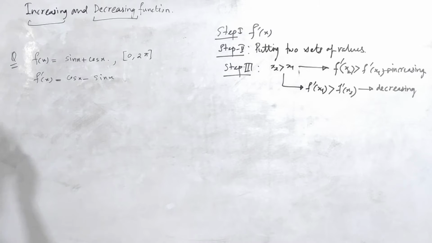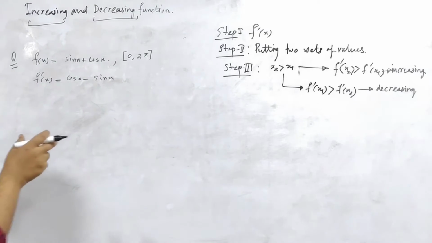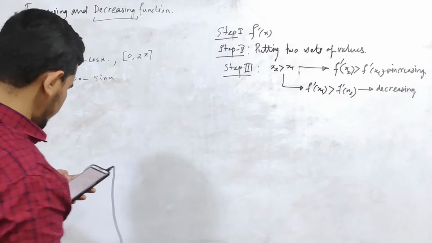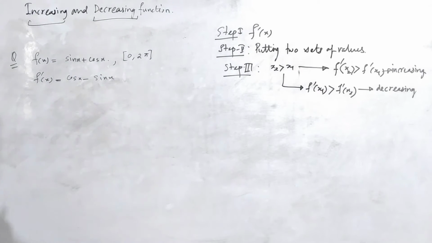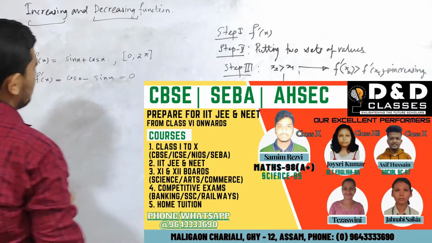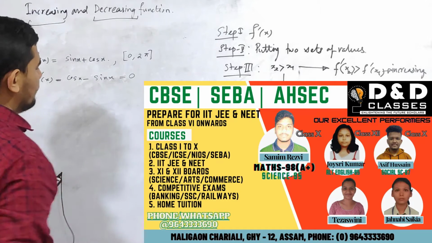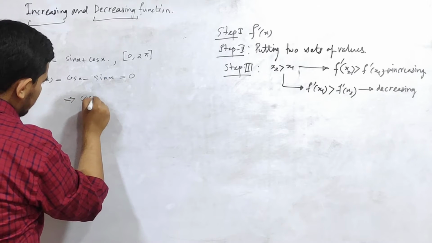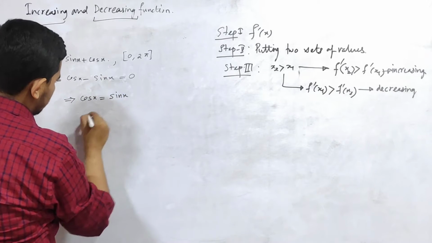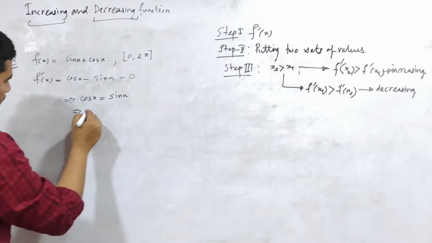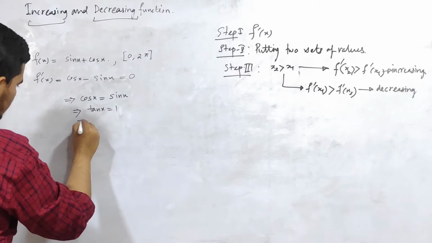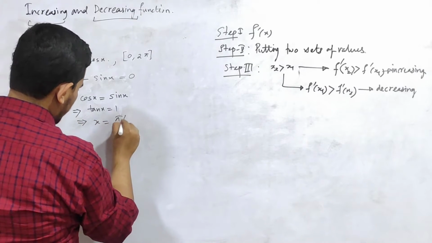So in this example, you need to find at which intervals this function is increasing and at which intervals this function is decreasing. To find the increasing and decreasing nature of this function, first of all you need to set f dash of x equal to 0. When you do this, you can simplify it as cos x equal to sin x. So you can write it as tan x equal to 1. Now from this you can write x equal to pi by 4.